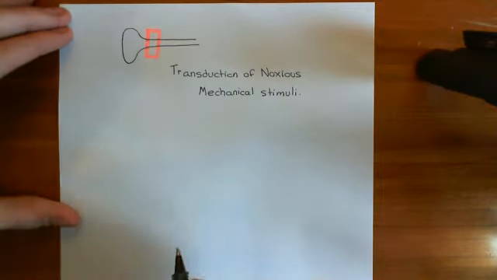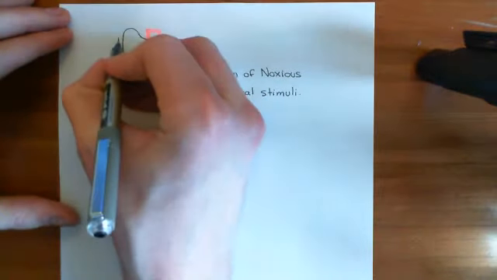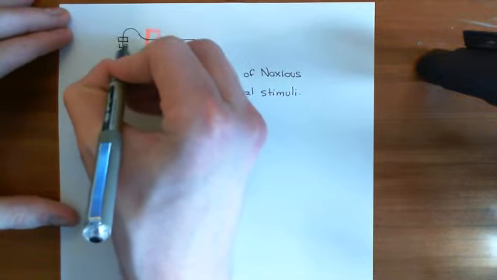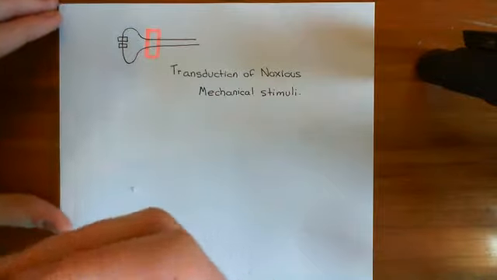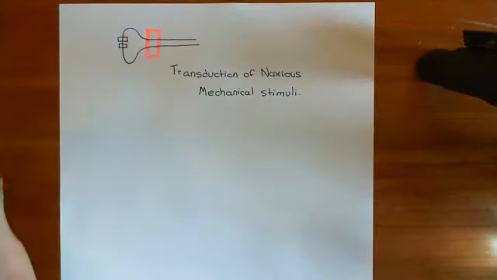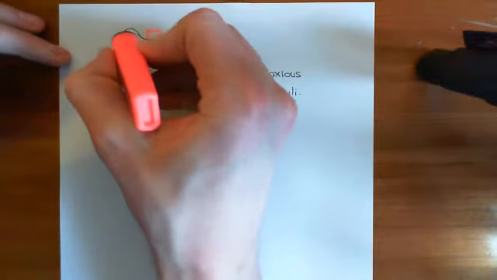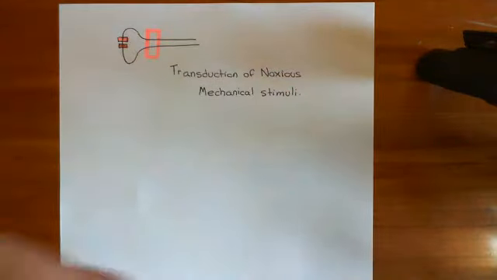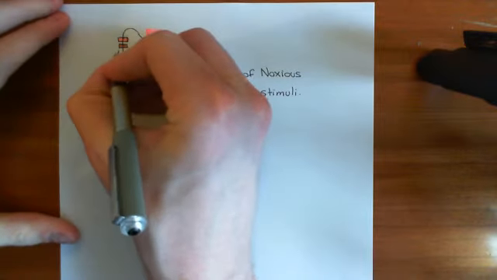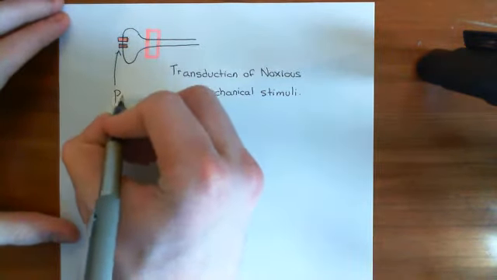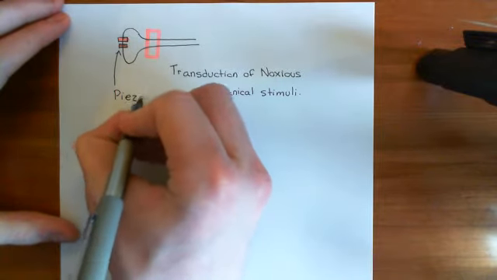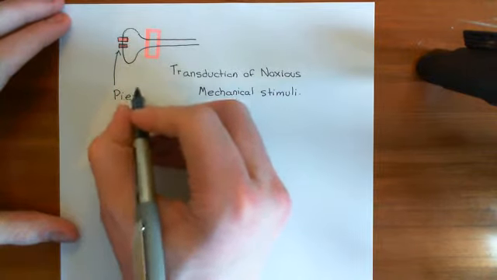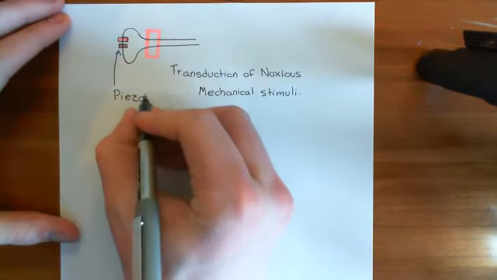However, what we think is that there is a channel on the end of nociceptive neurons, like so. So nociceptive neurons which can detect noxious mechanical stimuli will have a channel on their ends. So let's colour it in here. And this channel is called piezo2. There is a piezo1, but we don't think that it's involved in transducing noxious mechanical stimuli. We don't think it's present within nociceptive neurons.